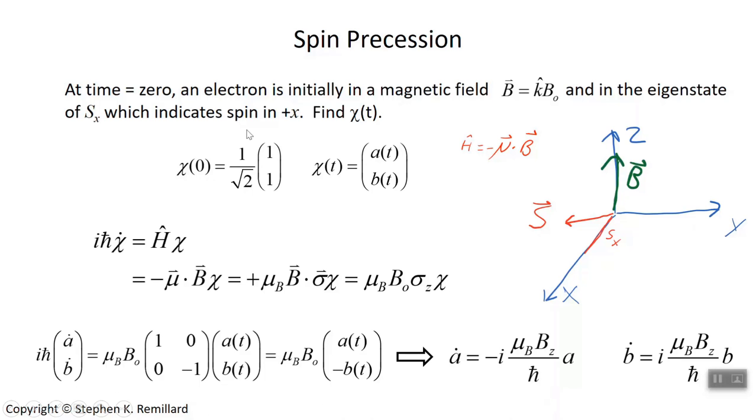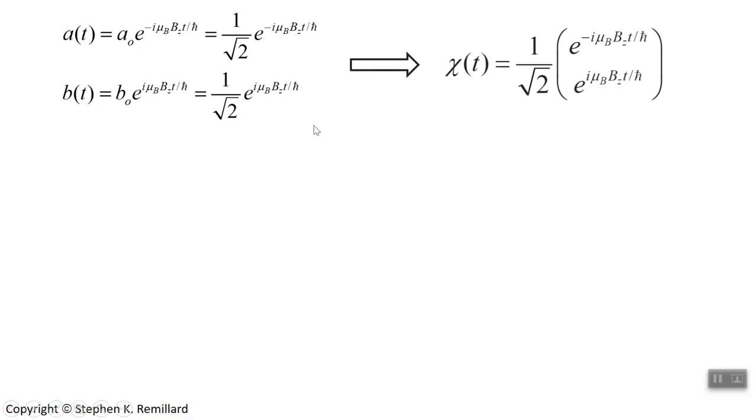And we have initial conditions. That's this chi of 0. So with a solution, apply the initial condition at time equals 0. Each of these has to be 1 over root 2. So now we know what a sub 0 and b sub 0 are. So you have that expression for a and b. So now we can write the chi of t vector as a 2×1 vector formed by this top element and formed by this bottom element.